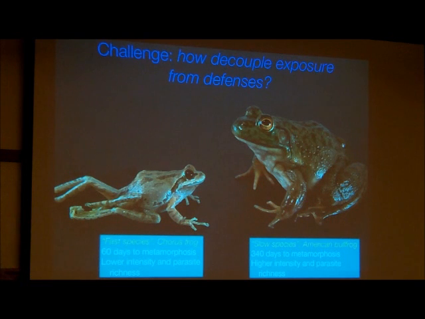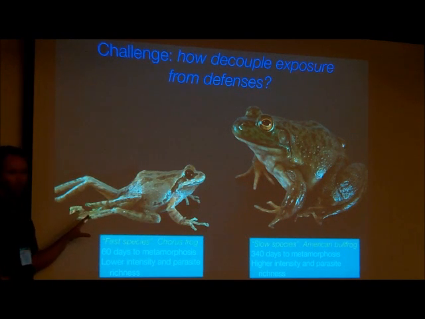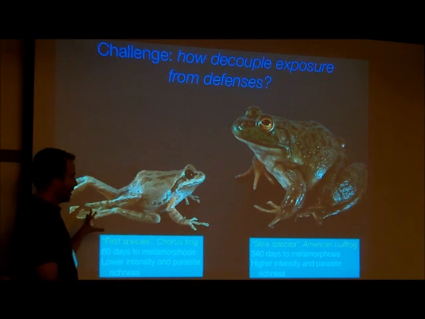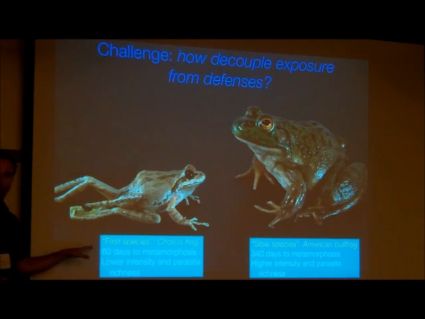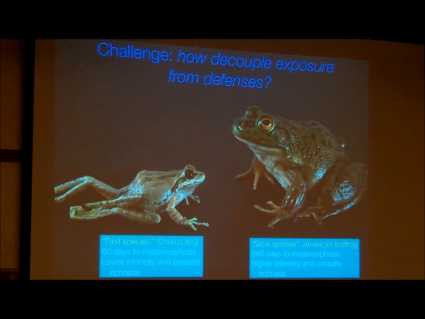Because exposure and defenses are both going to be influenced by life history. And if you have something like a fast species, and this is a chorus frog that I'll be talking about several times today, they develop very rapidly to metamorphosis. They only live a few years as adults. And here's a bullfrog on the right, a much larger-bodied species. They can take a year or more to metamorphose, and they can live 15 years as adults.